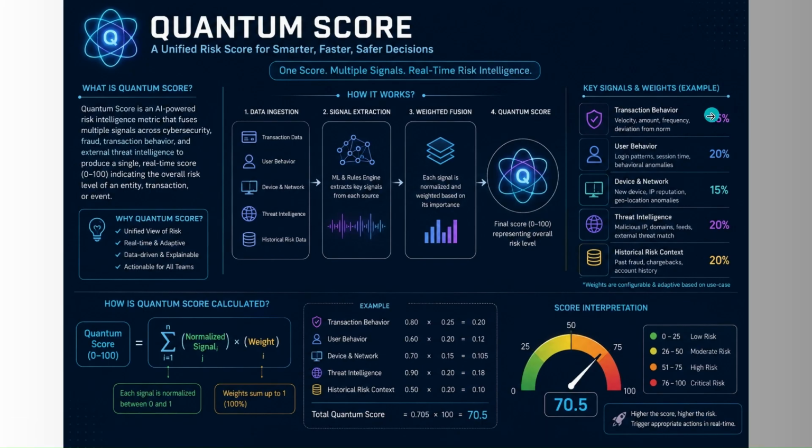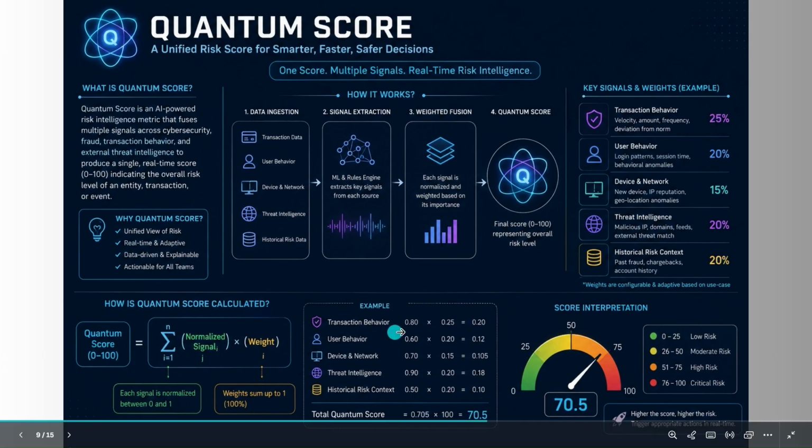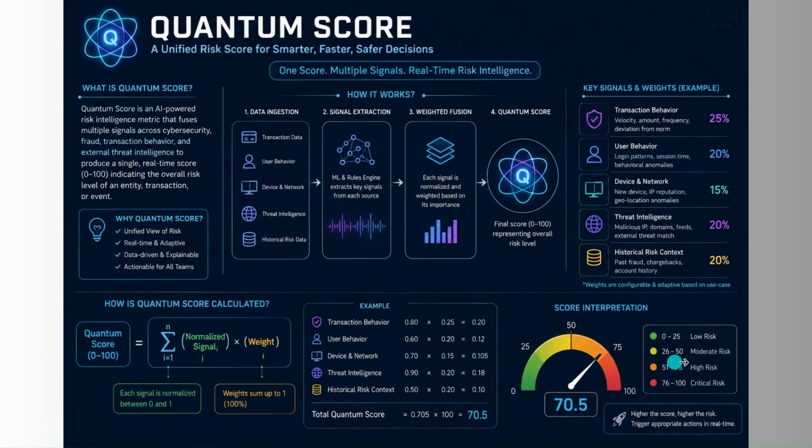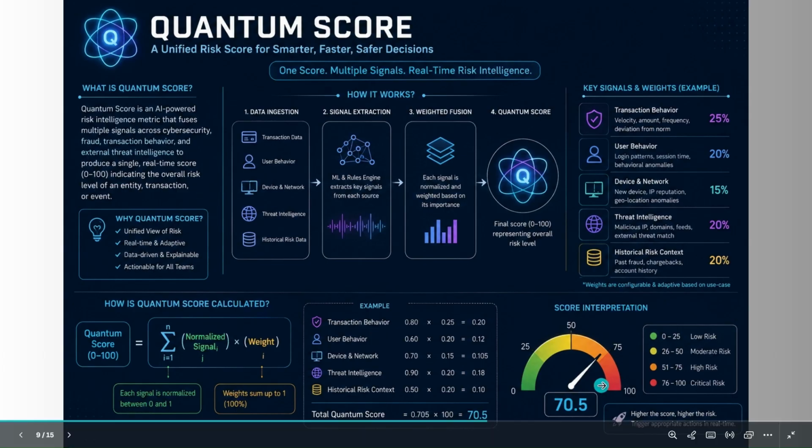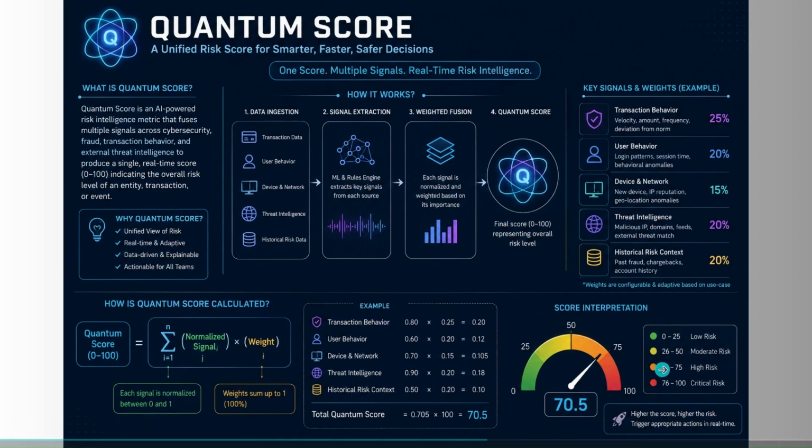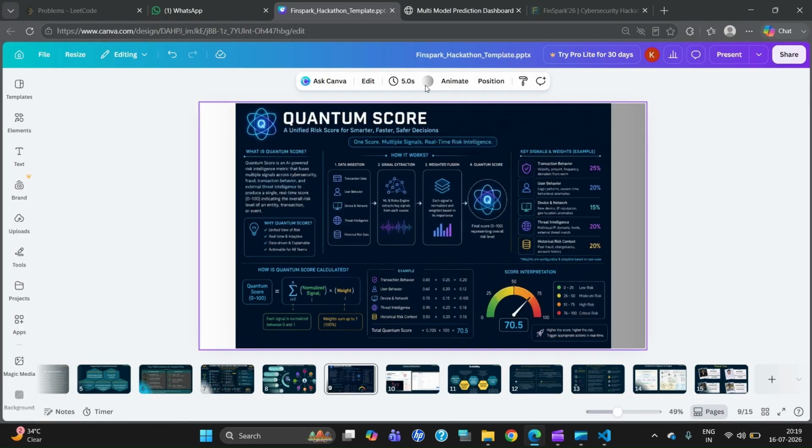They all work with different priority, and we calculate the score. Here is the formula for calculating the quantum score. We calculate the quantum score, and we use the interpretation matrix or graph or range to determine how much risk there is. Here the score is 70.5, so the risk is high. It means there is a high chance that the attack is a quantum attack. So that's how our prototype works.